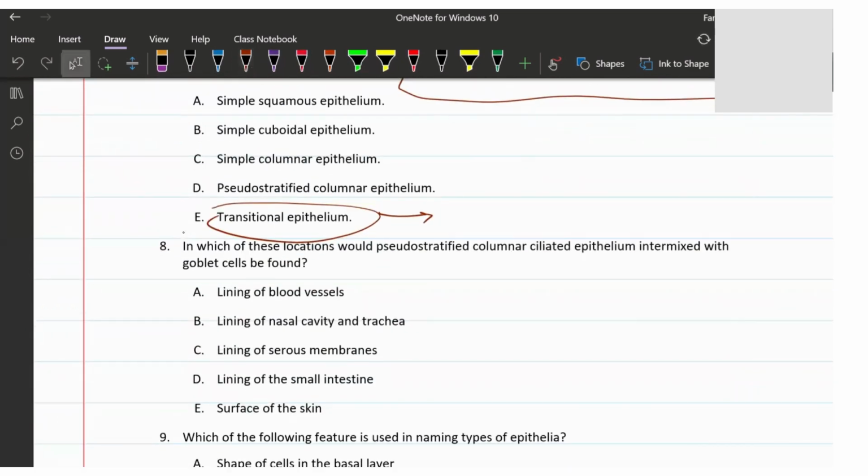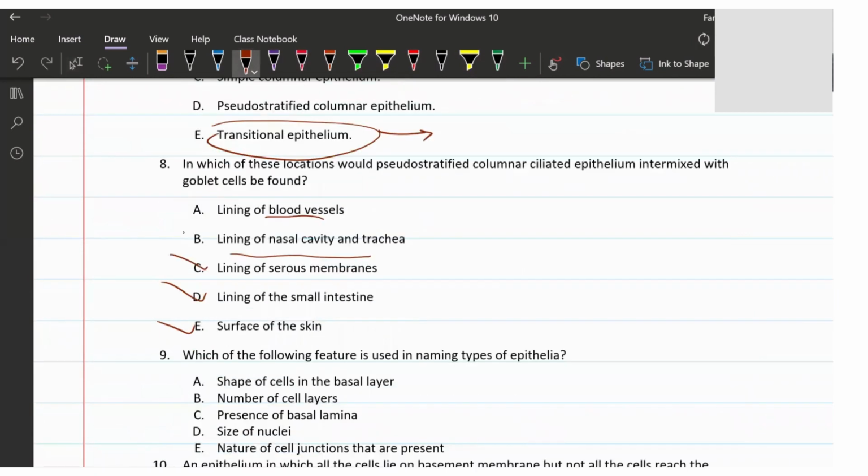In which of these locations would pseudo-stratified columnar ciliated epithelium intermixed with goblet cells be found? So it is a pseudo-stratified columnar ciliated epithelium along with the goblet cells. Whether it is present in the blood vessels? No, simple squamous epithelium is present. Is it present in the serous membranes? No, simple squamous. Lining of small intestine, simple columnar with microvilli. Surface of skin, of course, the stratified squamous. So it is present in the lining of nasal cavity and the trachea.